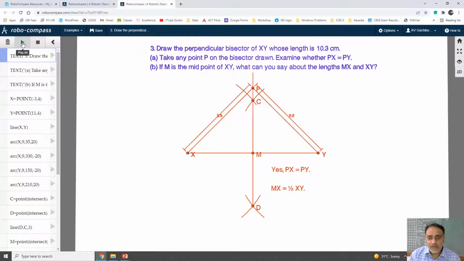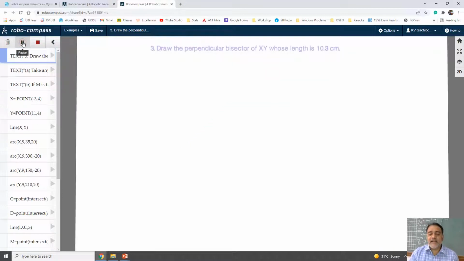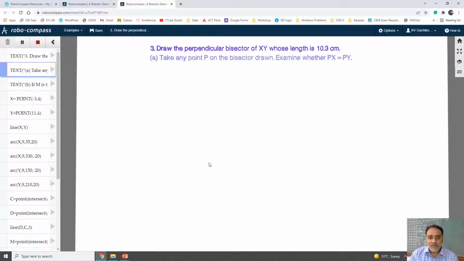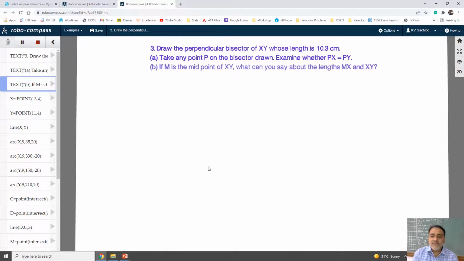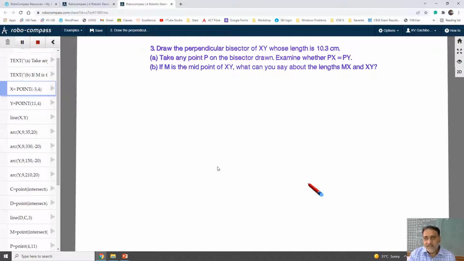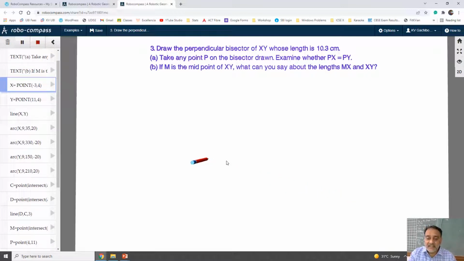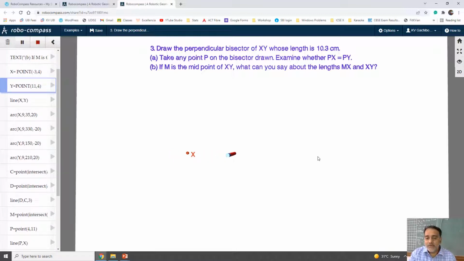ठीक है, तो इसको हम लोग पहले स्टार्ट कर रहे हैं. पहले हम लोग XY एक लाइन सेगमेंट ड्रॉ करेंगे, राइट, और उसका परपेंडिकुलर बाइसेक्टर. Right, so first we will take a point X, then take point Y, then we will join XY with the help of ruler. ठीक है, such that the length should be 10.3 centimeter. So पहले X ले रहे हैं. Now we are going to take Y.